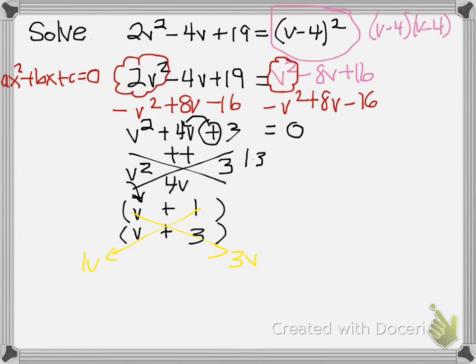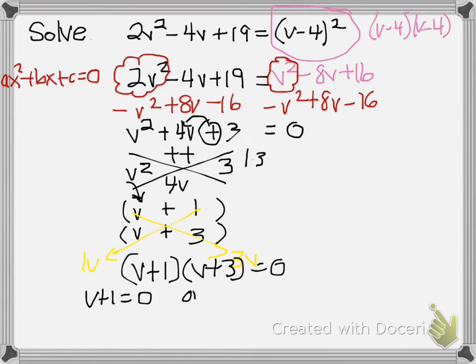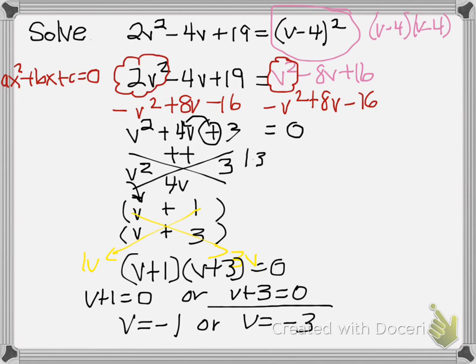So this is where you go into and use that zero product property. So v plus 1 times v plus 3 is equal to 0. And remember, now you break them apart. So v plus 1 equals 0, or v plus 3 equals 0. So what are my two answers? -1. And what was the other one? -3. That's right. So those are my two answers, -1 and -3. Those were great questions.